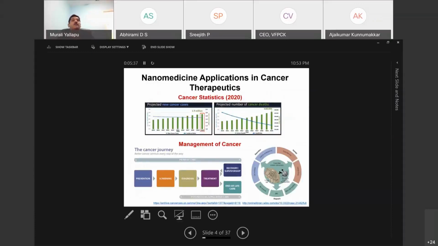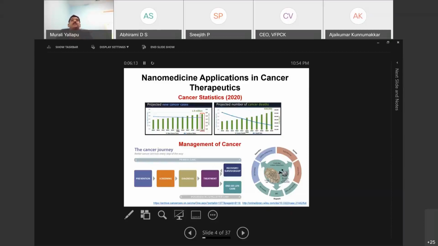Today's topic is primarily devoted to cancer therapeutics and cancer imaging applications. So here you can see the statistics of cancer, particularly I focused on the United States, where close to 1.9 million people are diagnosed every year with various types of cancers in the United States. At the same time, 630,000 people die because of various types of cancers.